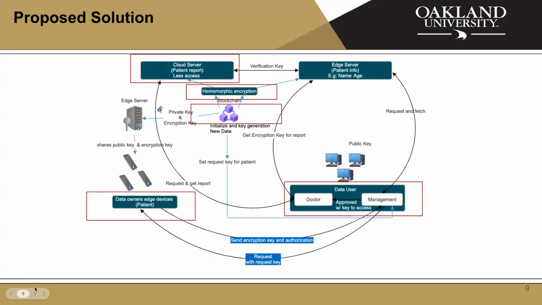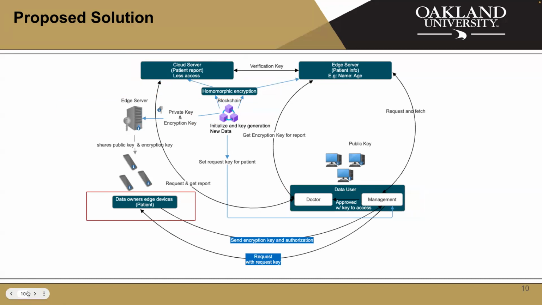There are two different levels of users: data owners and data users. There are also two levels of edge server we are designing. One is for the data owners part and another is for the data users part. I'll discuss all the content one by one in the following slides.